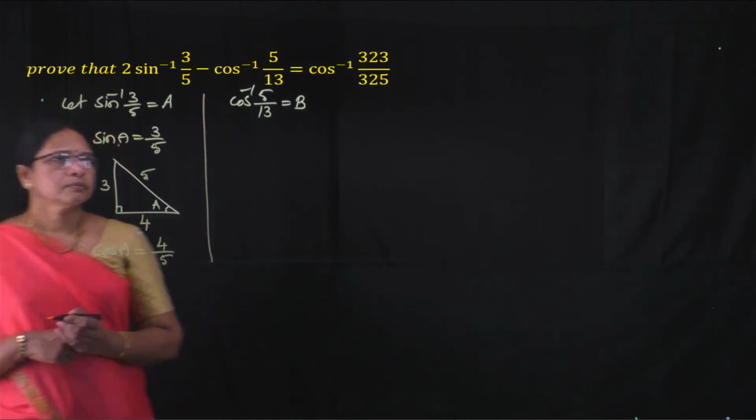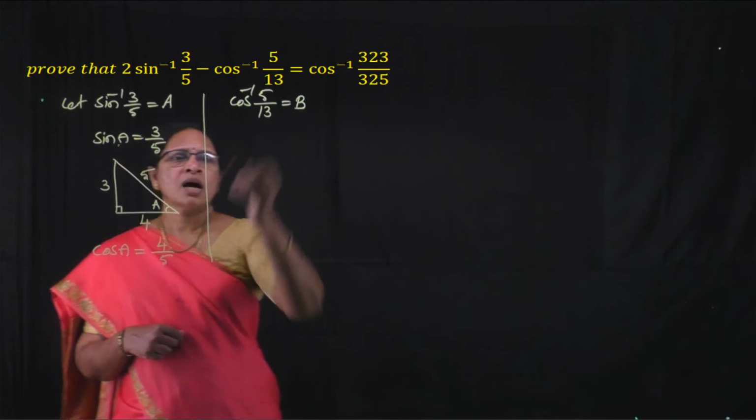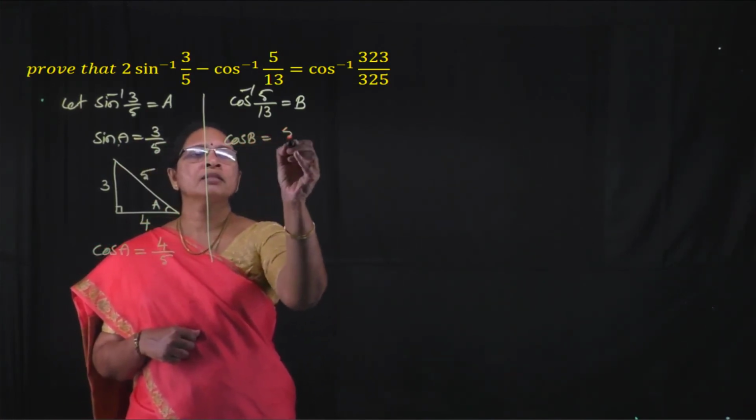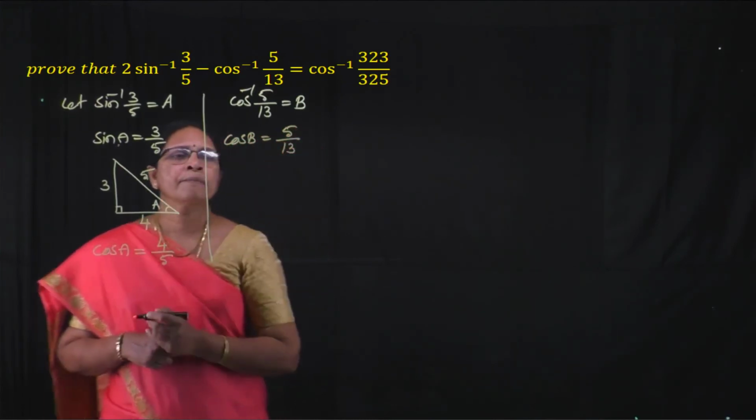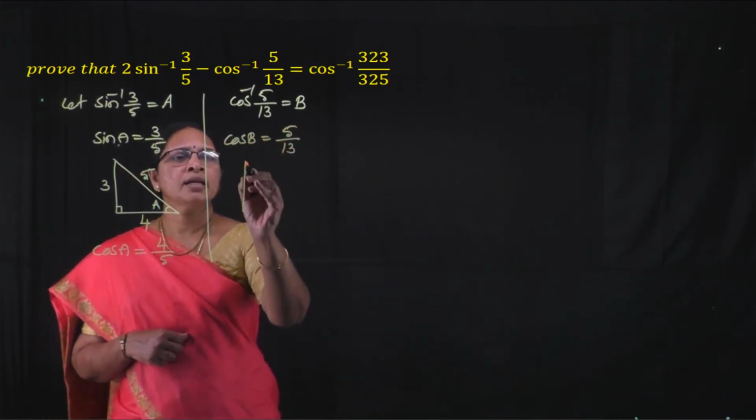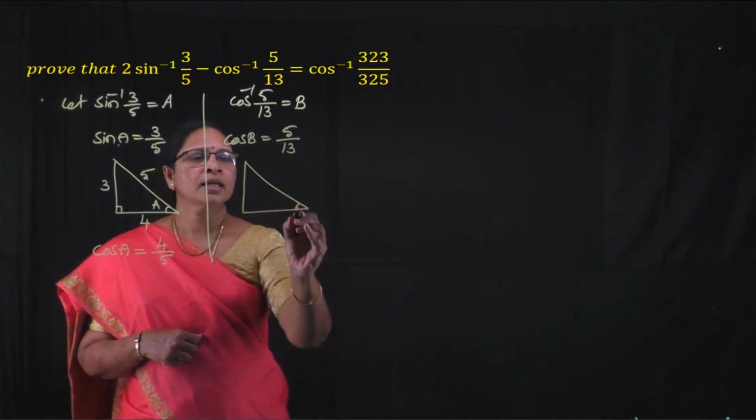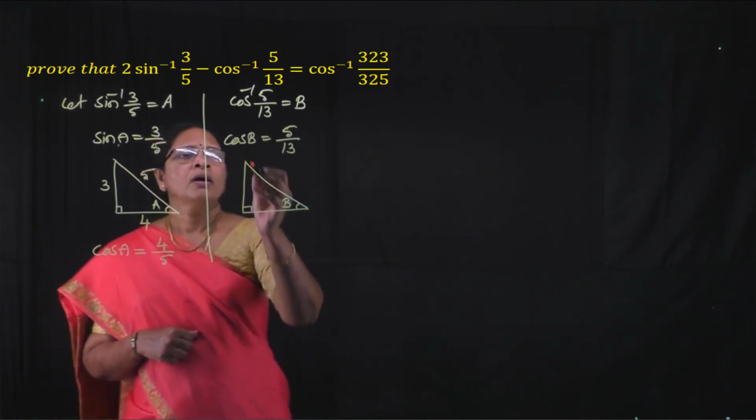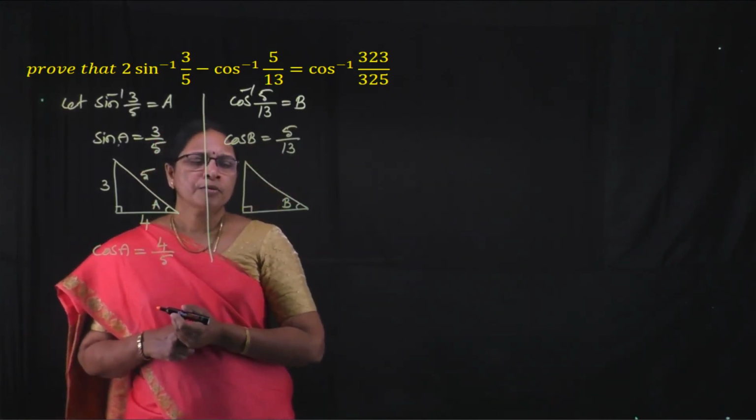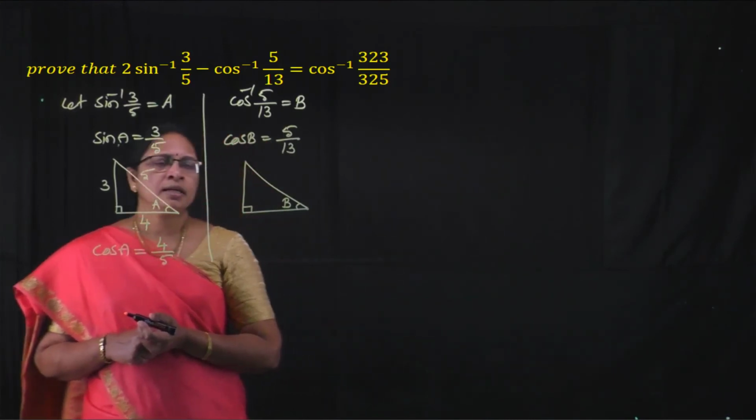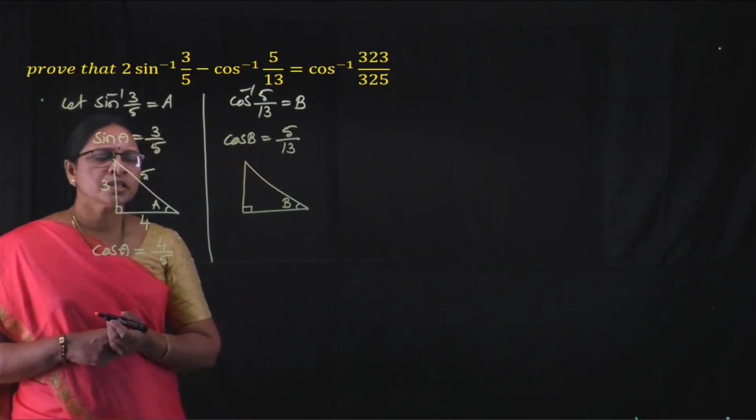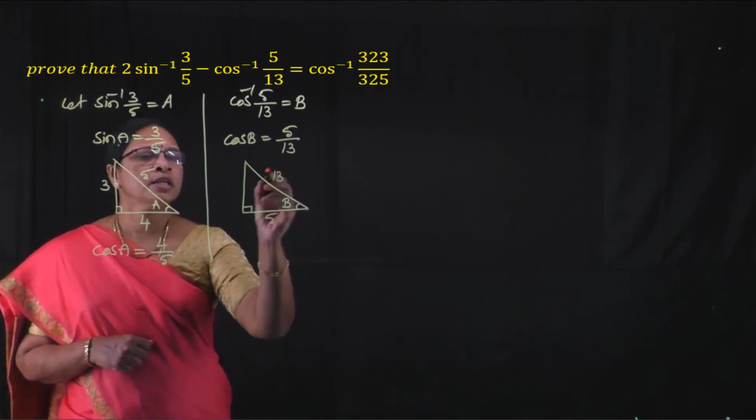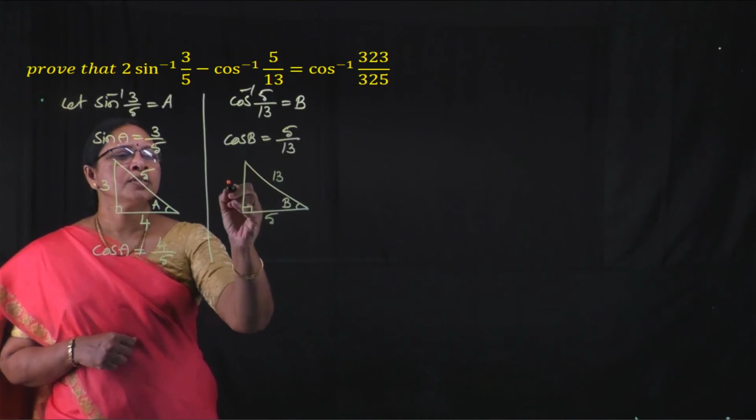And here we have cos inverse 5 by 13 is equal to B, that is cos B is equal to 5 by 13. Consider a right angled triangle with an angle B, this is a right angle. Here cos B equal to 5 by 13. In a right angled triangle, cos B is adjacent side by hypotenuse. Adjacent side is 5, hypotenuse is 13. We can find opposite side is 12.